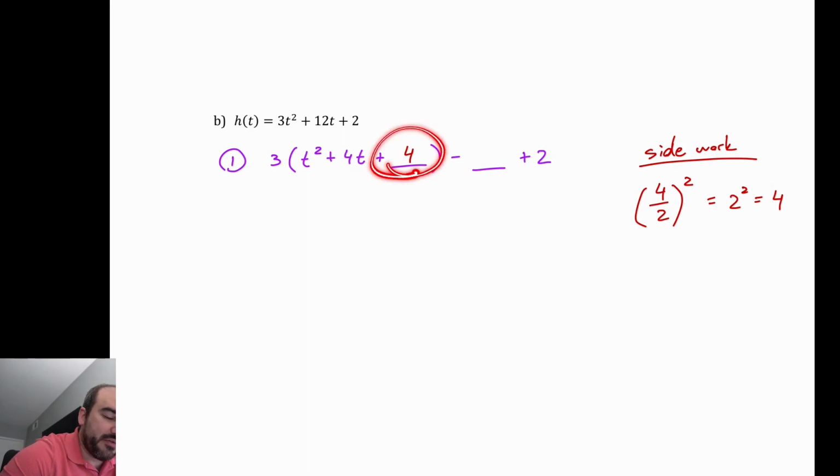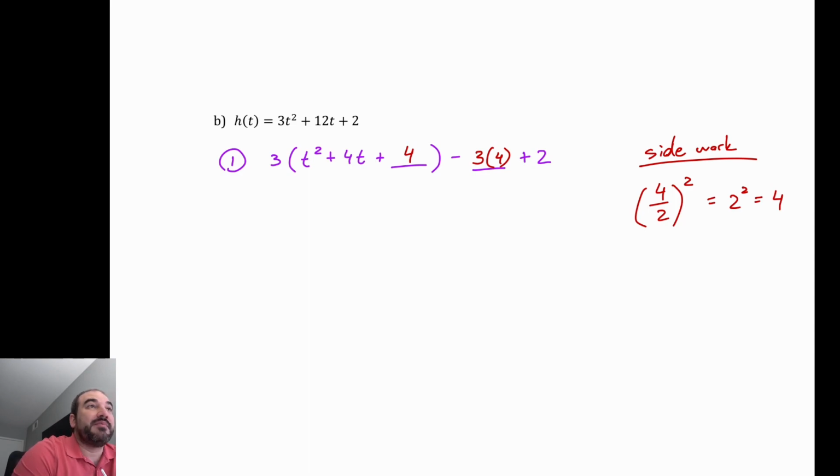It looks like I added 4, but remember that 4 is being multiplied by something, so we didn't actually add 4, right? What did we add to the expression? 12. 12, good. And I'll write 3 times 4 out here so you remember where the 12 came from. What we actually did is we added 12, which means we need to subtract 12 outside the parenthesis.